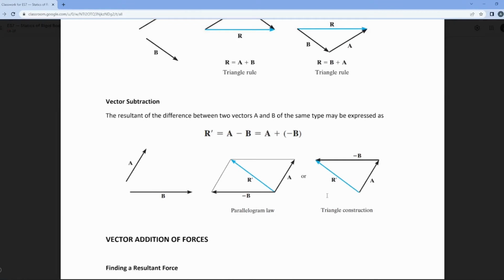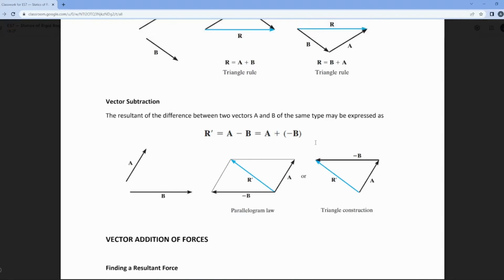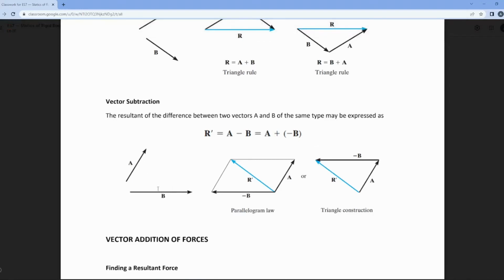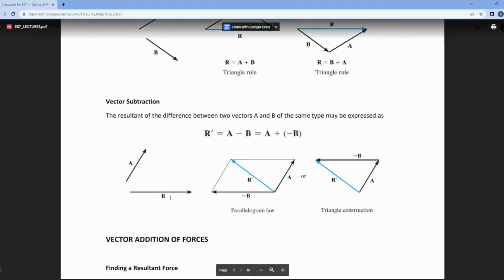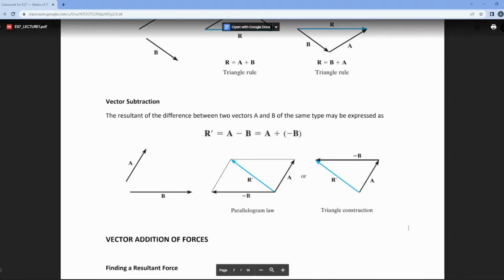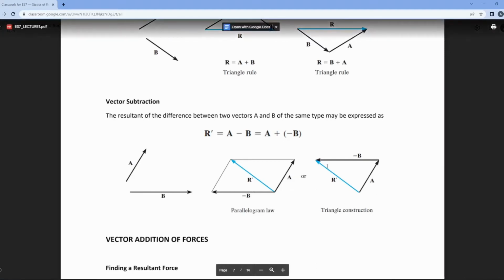Next, we have vector subtraction. The resultant of the difference between two vectors A and B of the same type may be expressed as A plus the negative of B. Okay, if this is A and this is B, if you will subtract B from A, you just reverse the direction of B. Then, you apply the parallelogram law or triangle rule. So, same. You'll get the resultant.